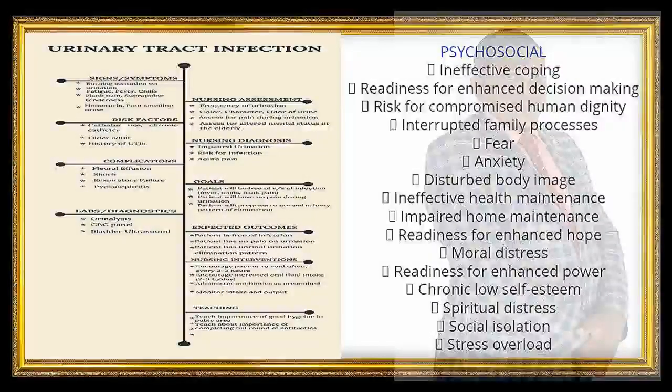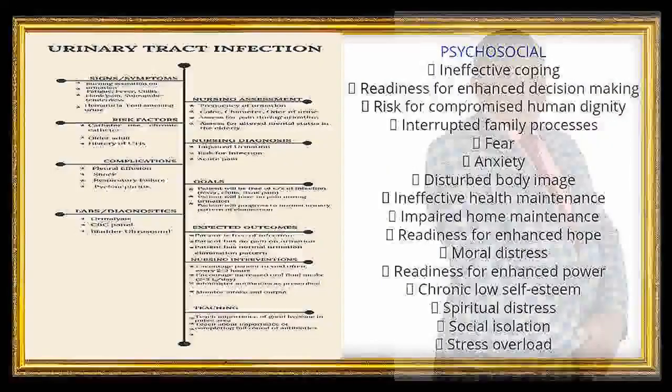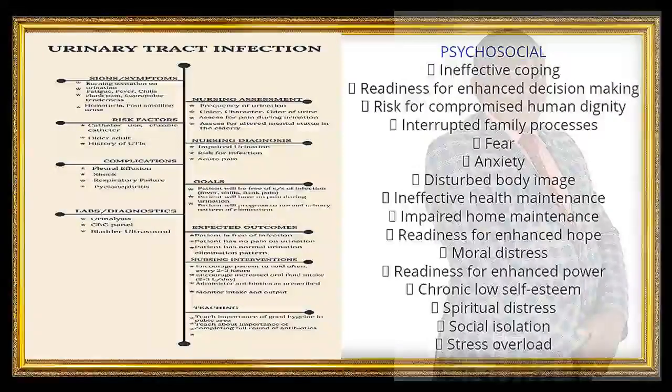Now we are dealing with P, which is for psychosocial needs. Under the psychosocial needs, we have ineffective coping. We also have readiness for enhanced decision making. Then we have a risk for compromised human dignity. Then we can have interrupted family process. We can have a problem of fear, anxiety. We can also have a problem of disturbed body image.